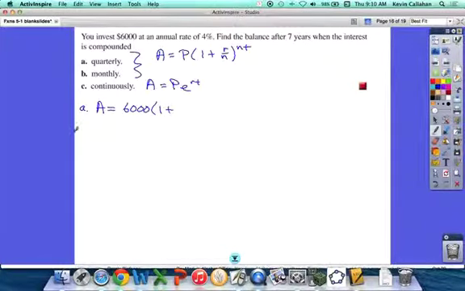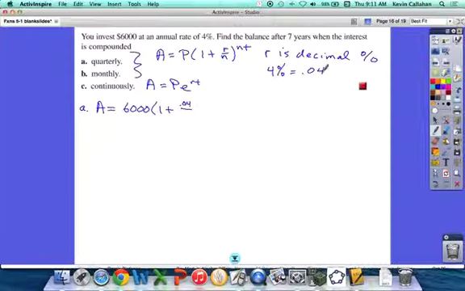1 plus, okay, what is the r? The annual interest rate is 4%. Okay, here's an important thing. When you put it in the formula, it's got to be a decimal. You don't put in 4, you put in 0.04. So you have to put in 0.04. r is decimal percent. So 4% equals 0.04.